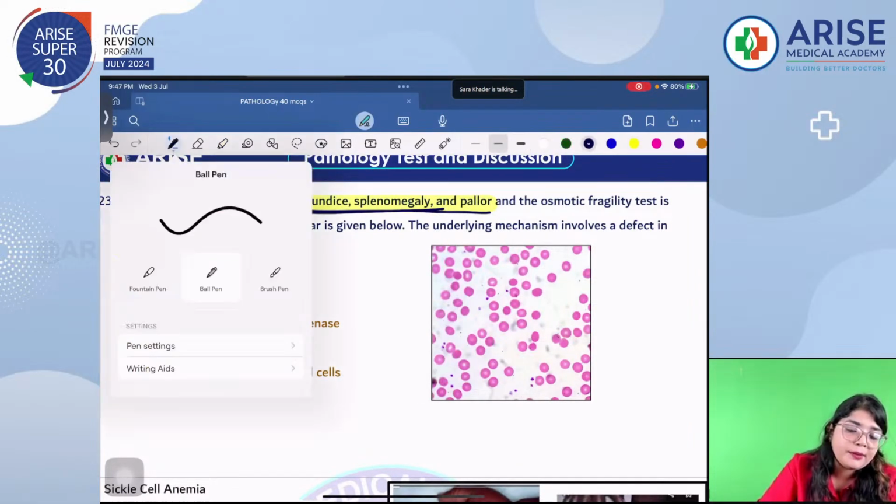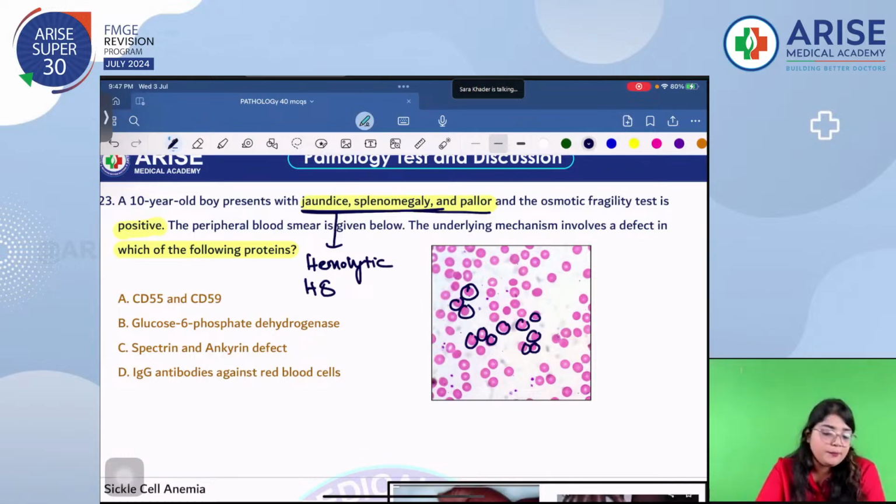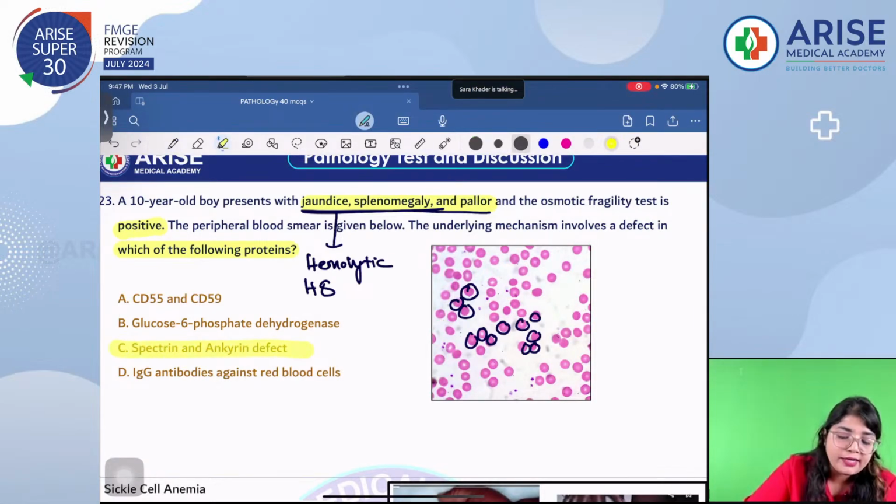So if you can remember, this is a hemolytic anemia. Hemolytic, and which kind? Extravascular. Okay, and the diagnosis here should be hereditary spherocytosis. As you can see, all these spheres, right? Microcytic spheres, where there is no central pallor. Yes, very good. So this happens because of a defect in ankyrin or spectrin.